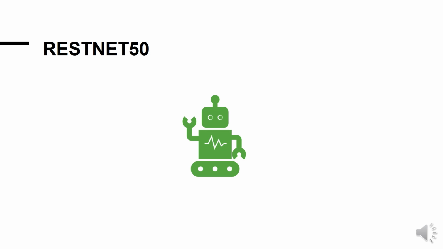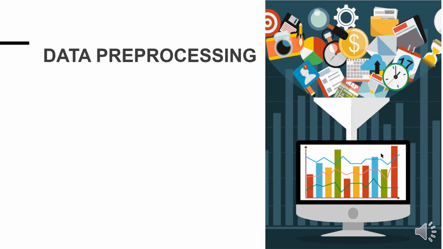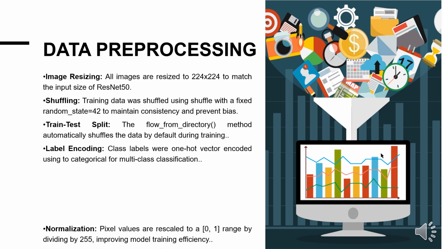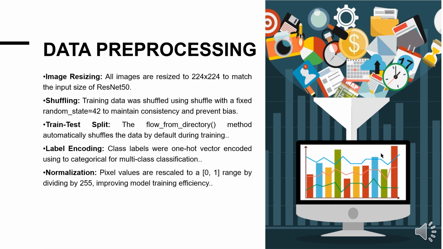In this video, I'm going to give a brief explanation about the model that I built using ResNet 50. Data preprocessing. As the initial step of data preprocessing, all the images were resized to 224 by 224 to match the input size of the ResNet 50 model. After that, the resized training data was shuffled with a random state equal to 42. The purpose of it is to maintain consistency.